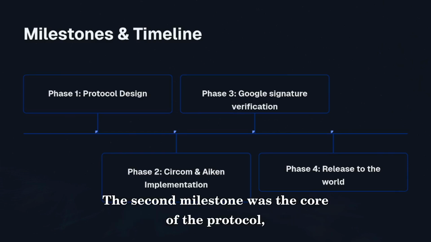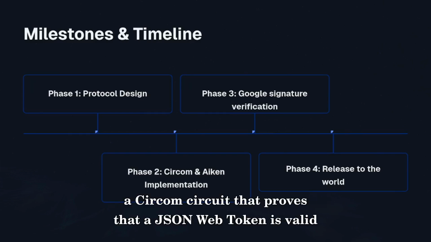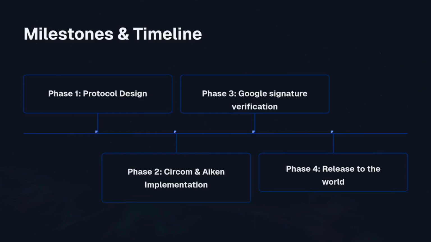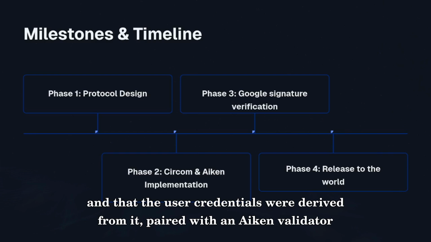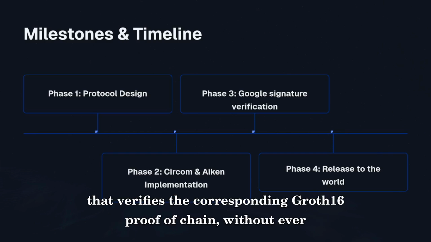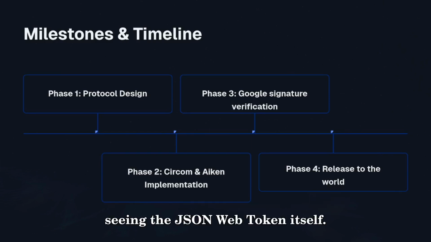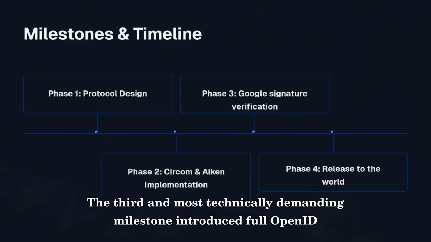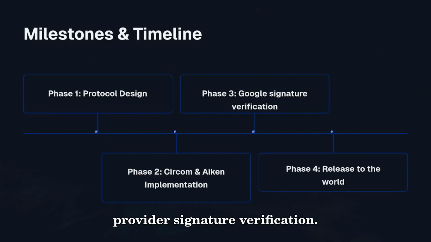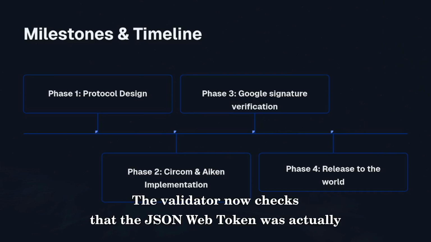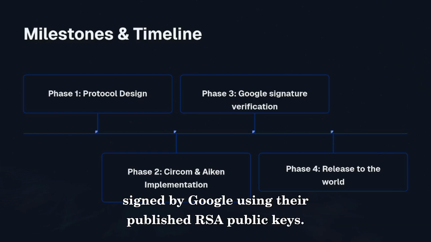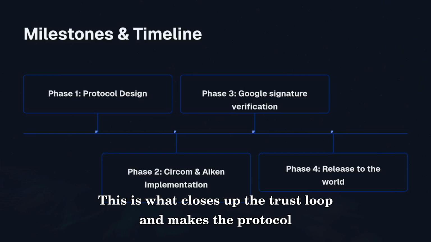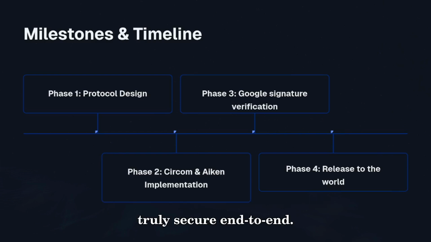The second milestone was the core of the protocol, a Circom circuit that proves that a JSON Web Token is valid and that the user's credentials were derived from it, paired with an Aiken validator that verifies the corresponding Groth16 proof on chain without ever seeing the JSON Web Token itself. The third and most technically demanding milestone introduced full OpenID provider signature verification. The validator now checks that the JSON Web Token was actually signed by Google using their published RSA public keys. This is what closes up the trust loop and makes the protocol truly secure end-to-end.